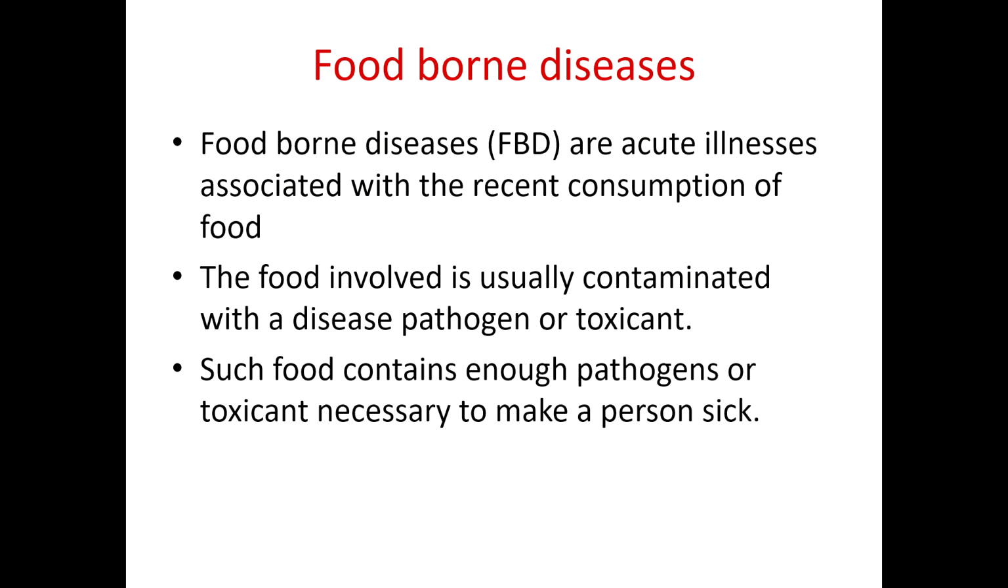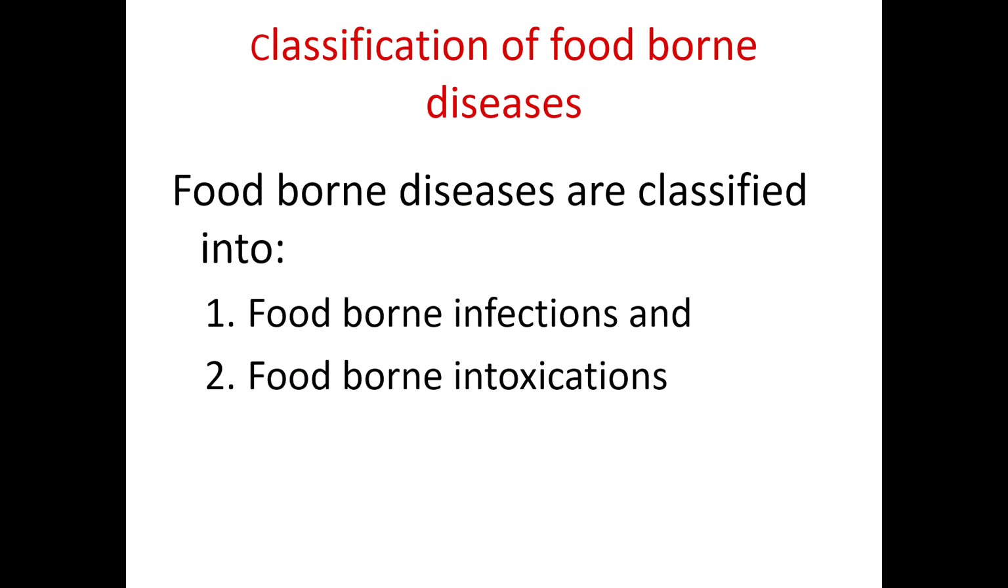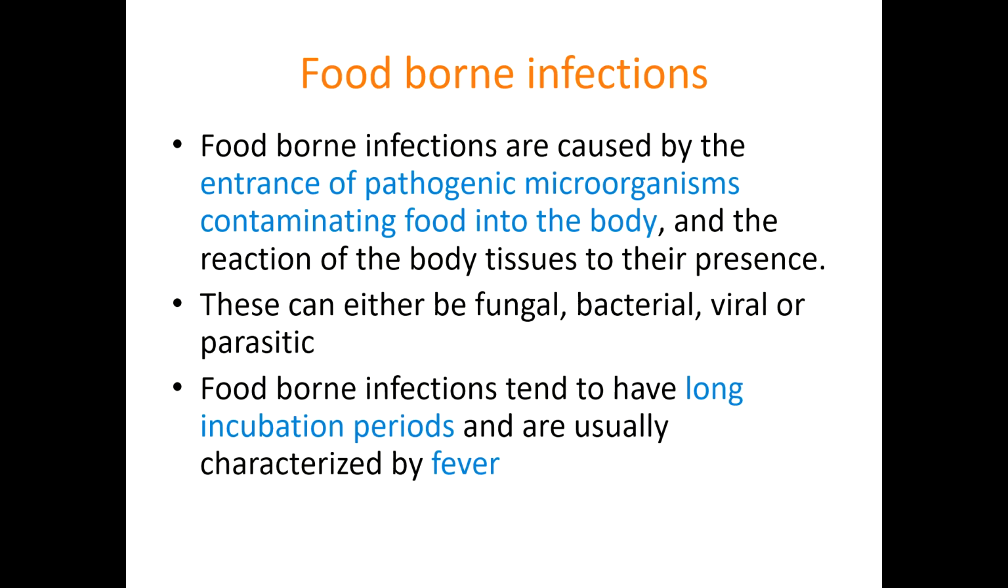Such food contains the pathogen, meaning a disease-causing organism, or toxicant, meaning toxic substances secreted by an organism. They usually produce indigestion and make the person sick. Now, the classification of foodborne diseases. Foodborne diseases are classified into two types: foodborne infection and foodborne intoxication. So first of all, foodborne infection. What is foodborne infection?